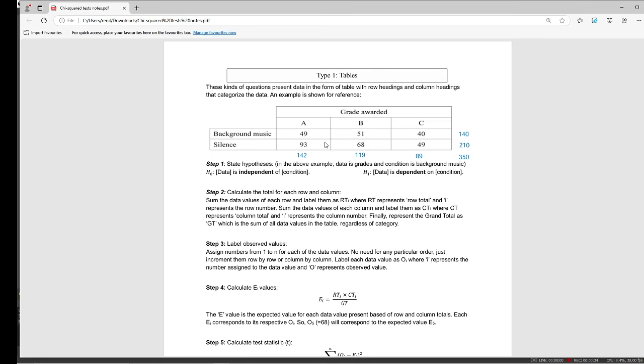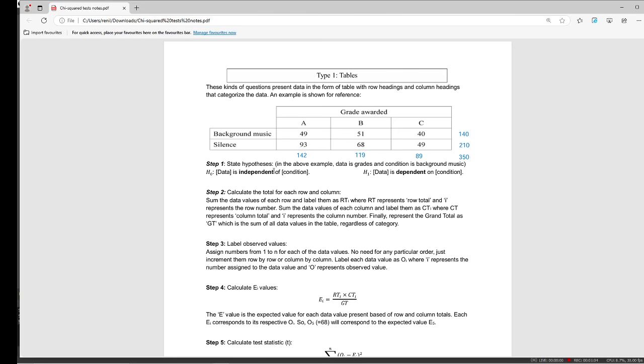So the first type, tables. First of all, they give us data values and then they give us rows and columns. So the first step is to state the hypothesis, and you don't need to specify the data. Actually, you just need to say data is independent of the condition. In the above question, without even reading it, I can already say that the condition here is whether the data is independent or dependent on background music. And yeah, that's the condition.